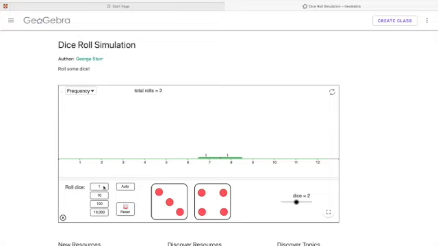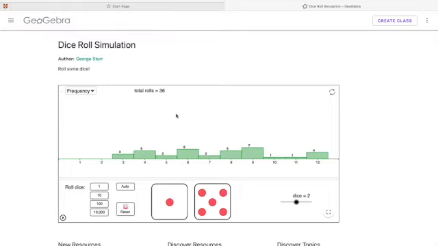So that will be 2, 3, 4, 5, 6, 7, 8, 9, 10, 11, 12, 13, 14, 15, 16, 17, 18, 19, 20, 21, 22, 23, 24, 25, 26, 27, 28, 29, 30, 31, 32, 33, 34, 35, 36. So there we are. That is 36 of these.